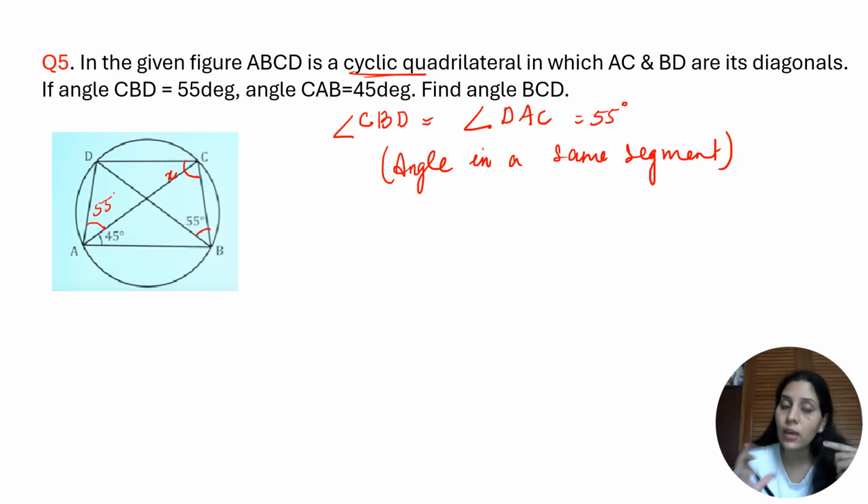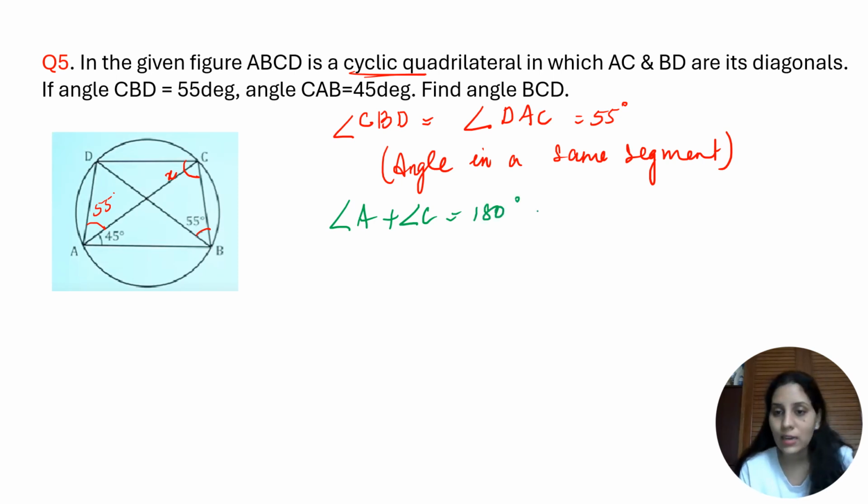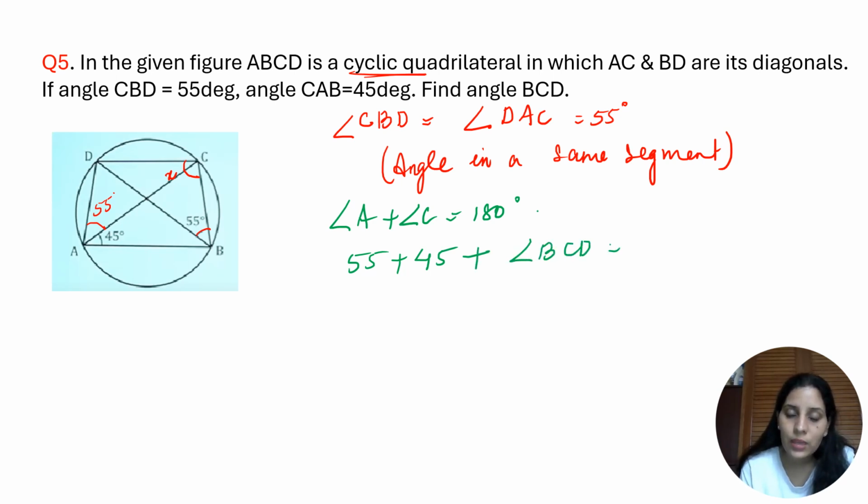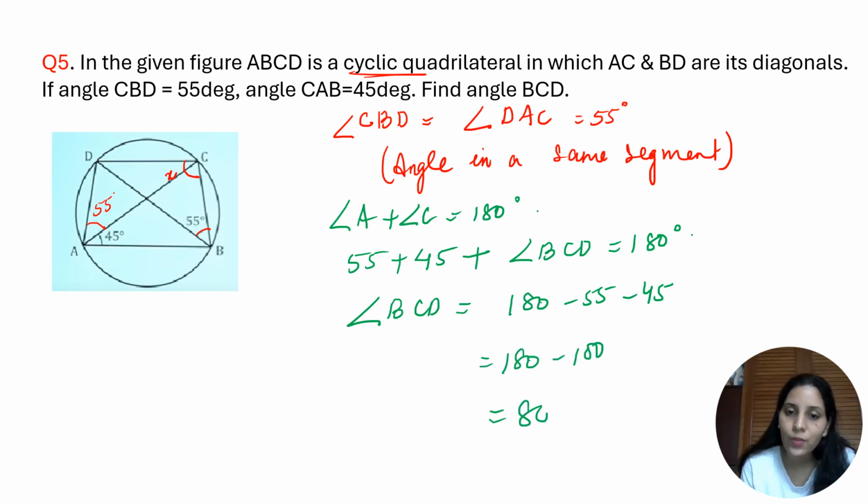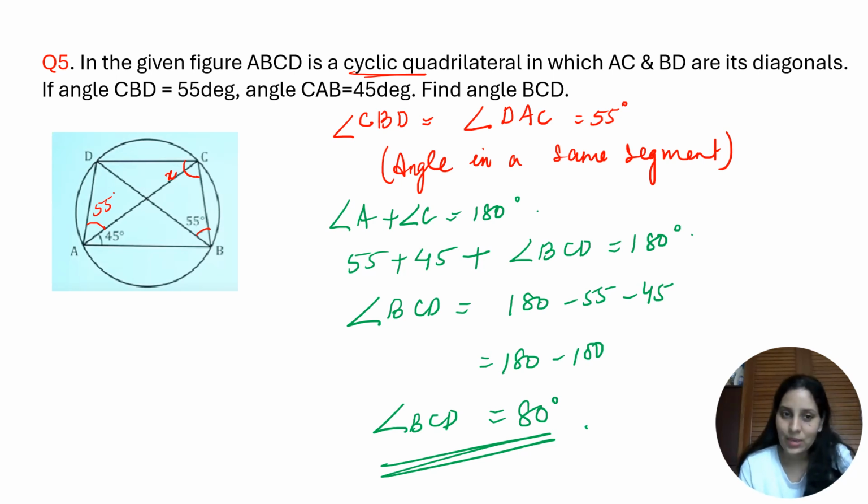Now I saw that it's a cyclic quadrilateral. So since it's a cyclic quadrilateral, I can write angle A plus angle C is 180. Opposite angles are supplementary. A is 55 plus 45, and angle C, BCD, is equal to 180. So angle BCD is 180 minus 55 minus 45, 180 minus 100, and here we go, 80 degrees. Angle BCD is 80 degrees. So it was very easy. We just found it using angle in same segment and then applying cyclic quadrilateral.